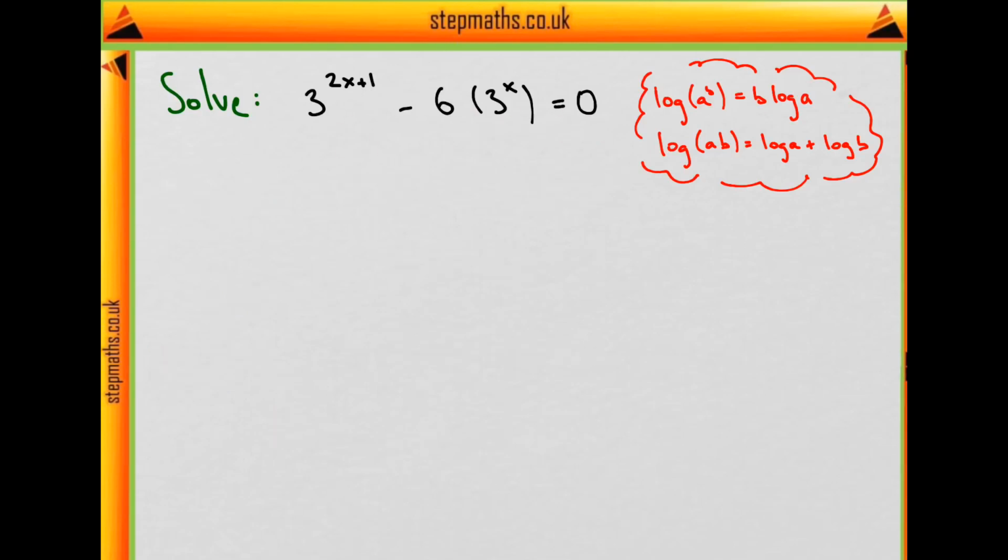So now for the alternative way, which might be a good way for you if you didn't spot the initial substitution. So we first add 6 times 3 to the x to both sides, and we notice that this term is 2 times 3 to the x. And obviously we're going to want to take the log, base 3, of this whole equation.